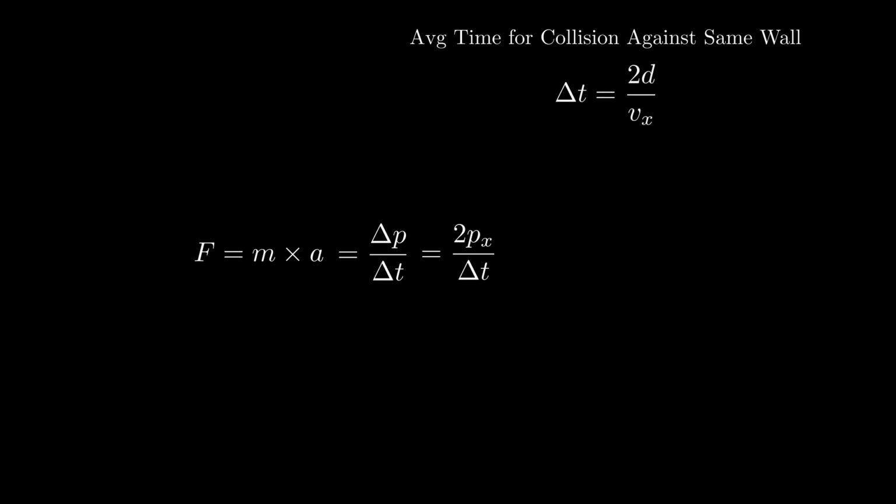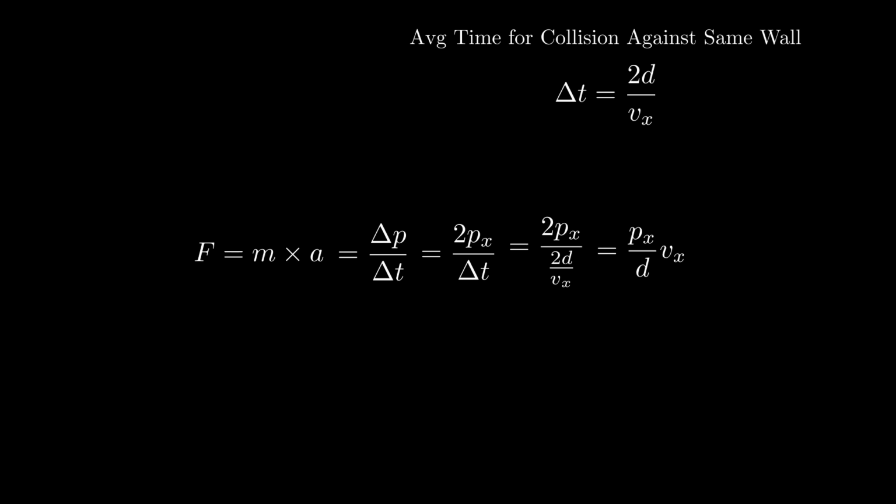Alright, back to our derivation. We know now that it's 2px here and we need to figure out the time aspect of the equation. Well, we know how big the box is, and if we know how fast the ball moves, we can find out how long it takes to hit the same wall. That'll just be twice the distance over its velocity, since we want to know how long it takes to hit the same wall. Remember, we are calculating the force exerted on one wall of this box.